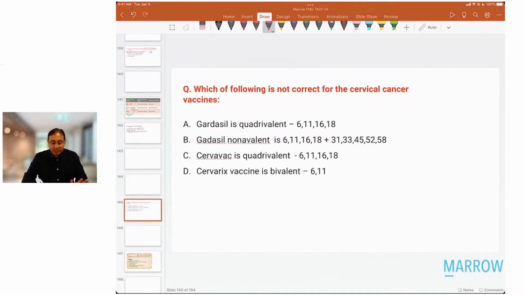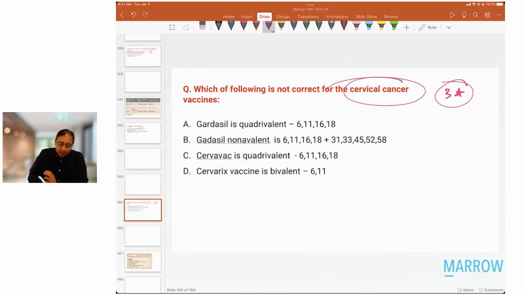Which of the following is not correct regarding cervical cancer vaccine? This is also a talk of the town. This is also a 3-star MCQ because very recently in 2021 the government of India introduced this new cervical cancer vaccine. Beta, Gardasil is quadrivalent. What do you think? Yes or no?